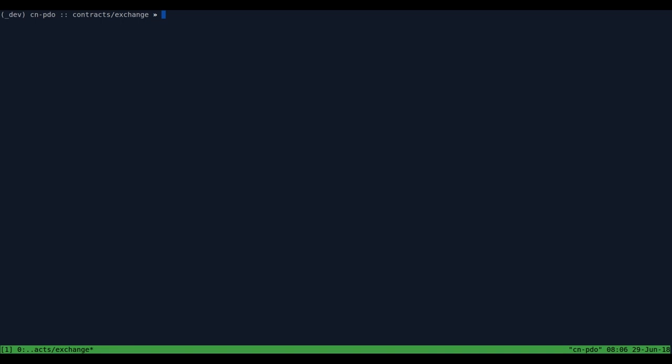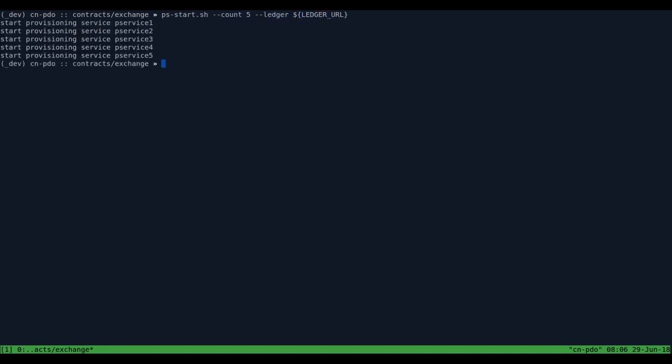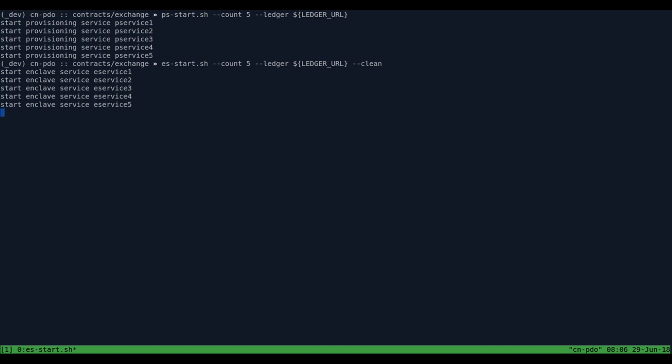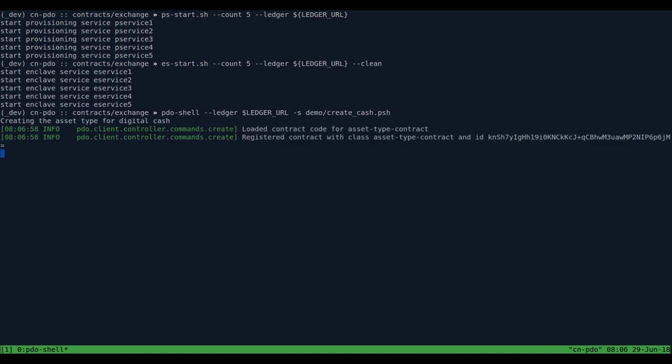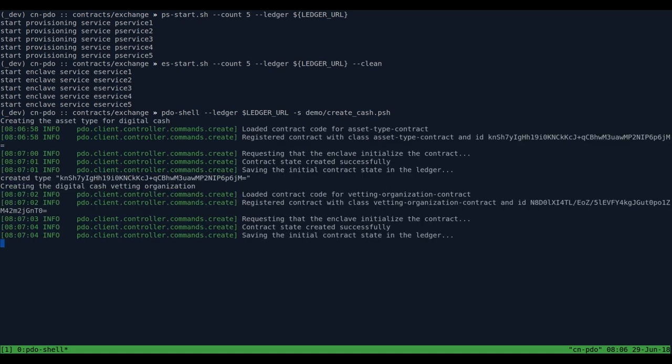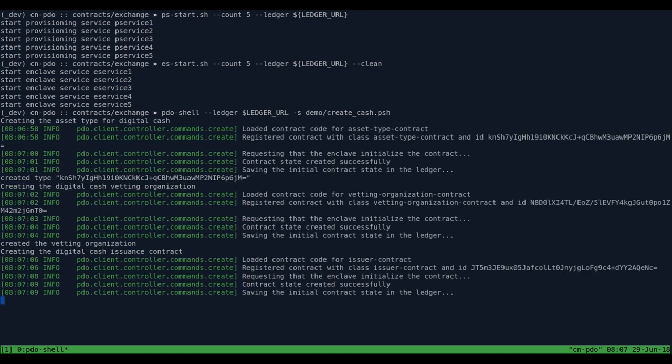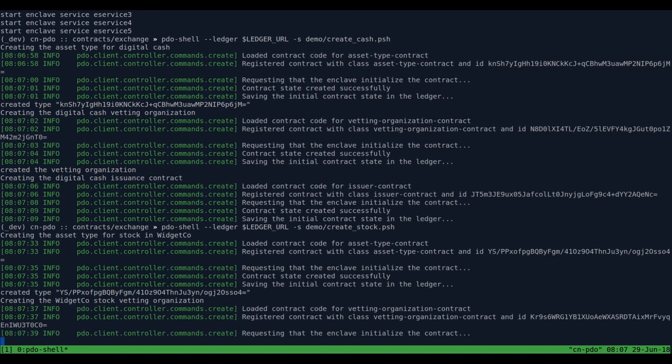We will begin by launching the Private Data Object Services. By launching this service, we will create an SGX enclave where contract code can be executed securely and privately. Next, we will load several smart contracts into the enclave that will form the basis of the demo. These example contracts enable the issuance of assets, in this case, digital cash and shares of Widget Co. stock, and also the exchange of these assets.